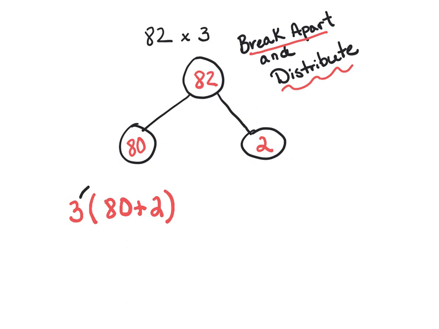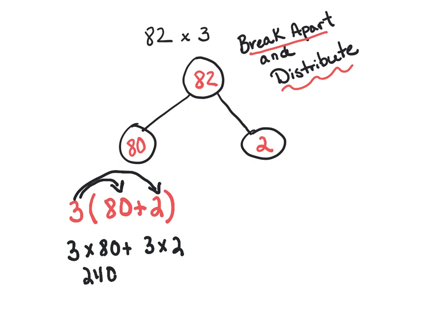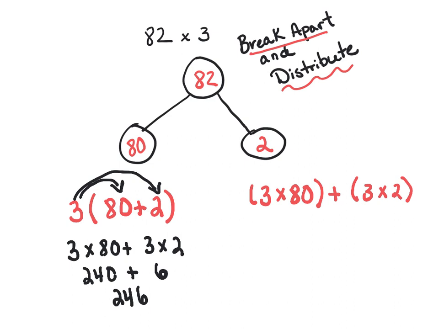And we distribute the 3 to each one of these parts. So it would be 3 times 80 plus 3 times 2. And we're going to get 240 plus the 6 to get 246. Another way to show distributed is 3 times 80 plus 3 times the 2. And we're going to get the same thing, 240 plus the 6 to get 246.